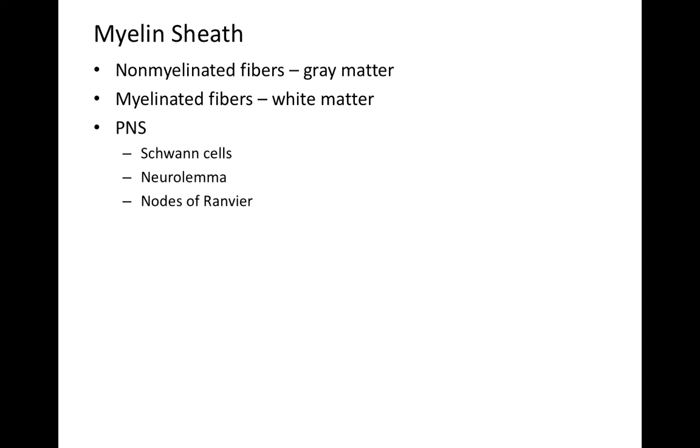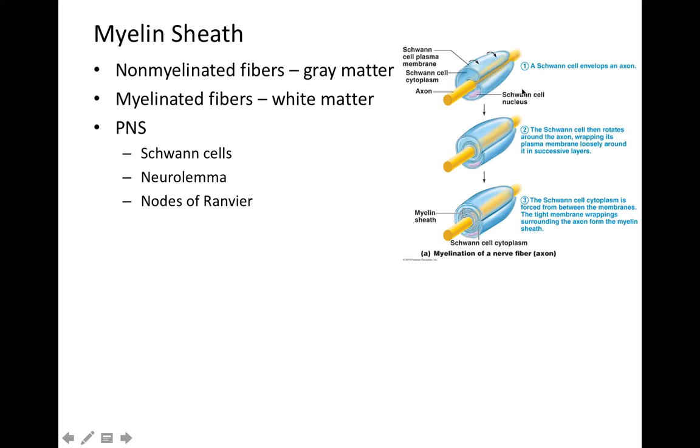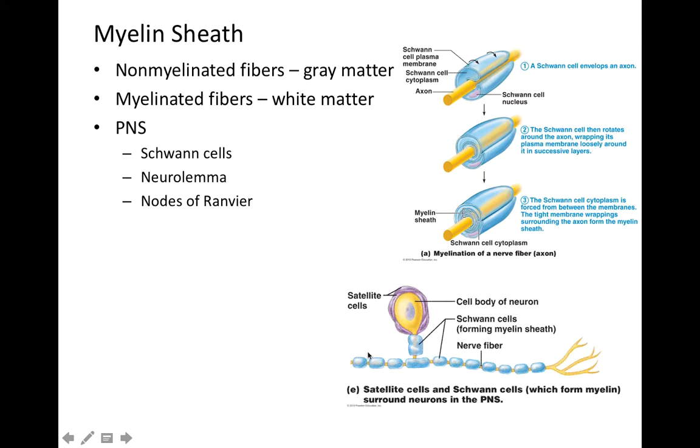So let's talk about the peripheral nervous system first. We're going to have Schwann cells, we're going to have something called a neurolemma, and we're going to have nodes of Ranvier. So first let's take a look at the Schwann cell. The myelin sheath in the peripheral nervous system is made up of multiple Schwann cells. This is just one neuron, and you can see 1, 2, 3, 4, 5, 6, 7. There's tons of Schwann cells. So in the peripheral nervous system, you have many Schwann cells forming the myelin sheath for one neuron. Each one of these is a true cell. It has a nucleus. It's got all of the cell components in it.